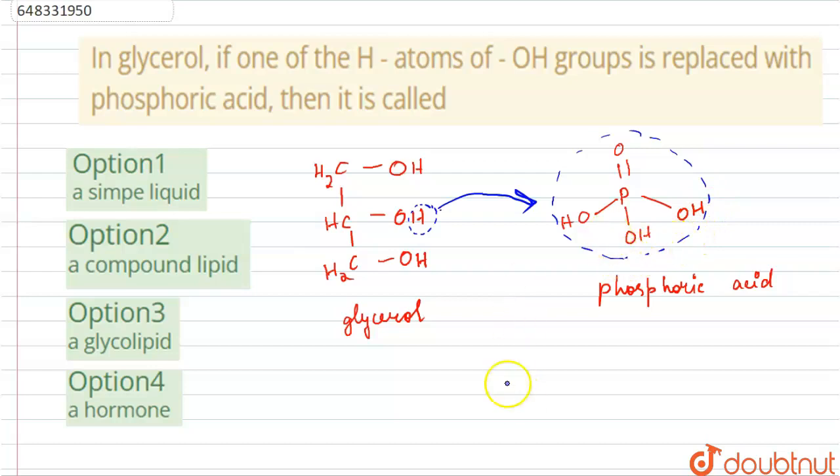Then what we will get? We'll get something known as a compound lipid. A compound lipid. So it is containing an acid. There is also carbohydrate, fatty acid, and alcohol, and hence it is a compound lipid. Option 2 will be the correct answer.